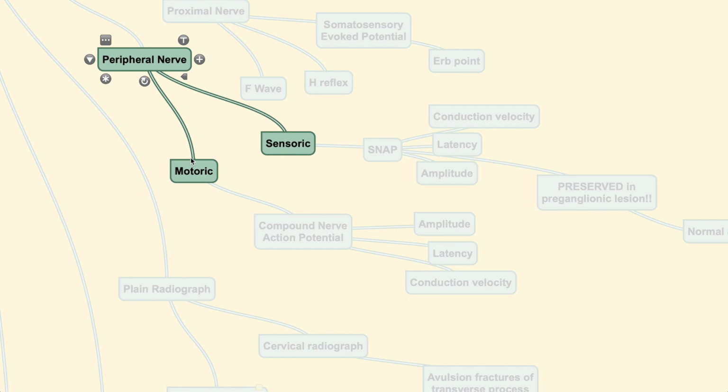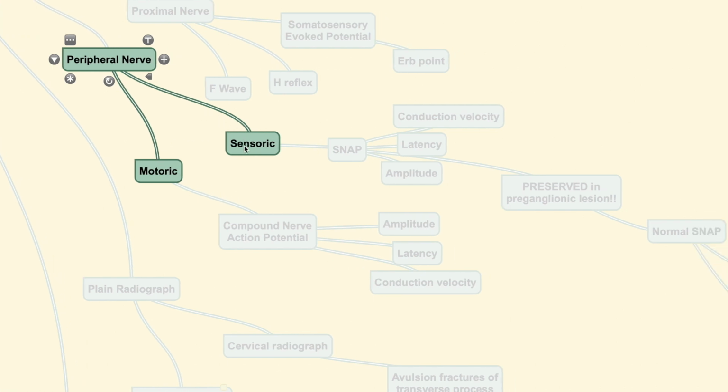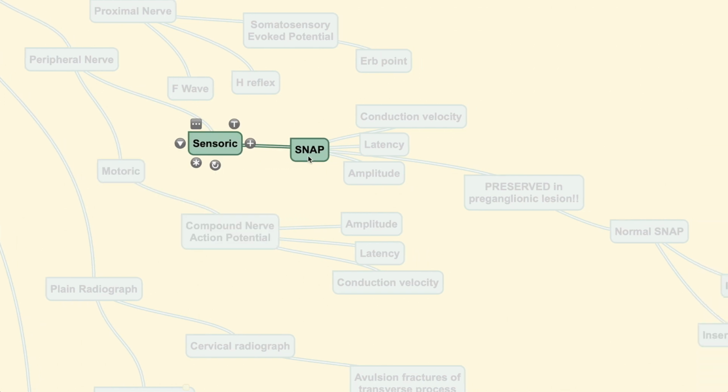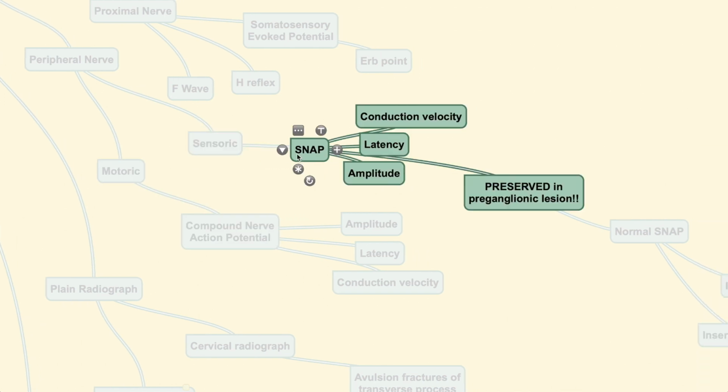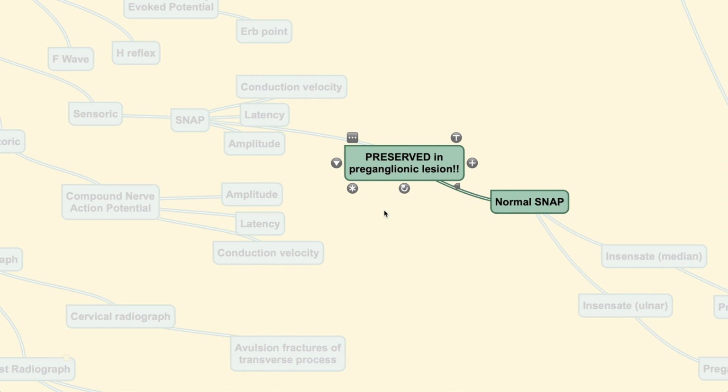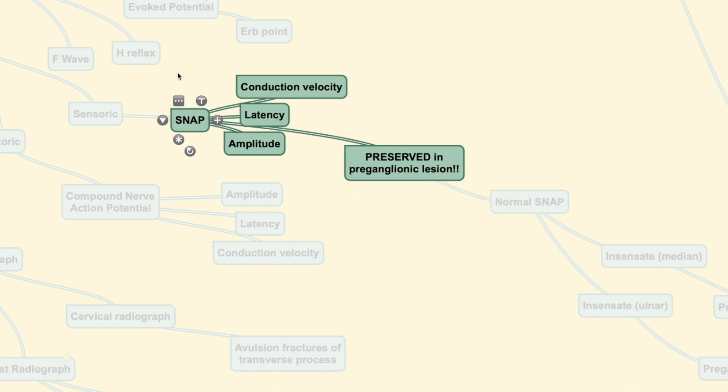While for the peripheral nerve, what you could check is the sensoric function and also the motoric function. If the sensoric function is also checked with the sensory nerve action potential, if it is preserved, you could say it is a preganglionic lesion. Generally this SNAP will remain normal, because once again the nerve all the way from the ganglion to its branches are still preserved. Therefore the SNAP is also normal.